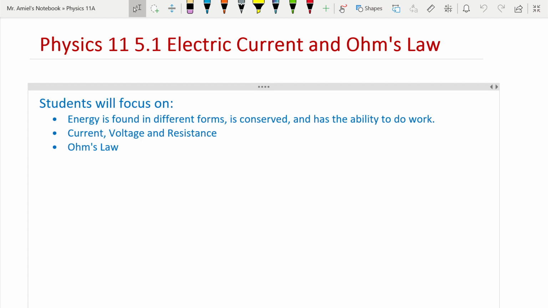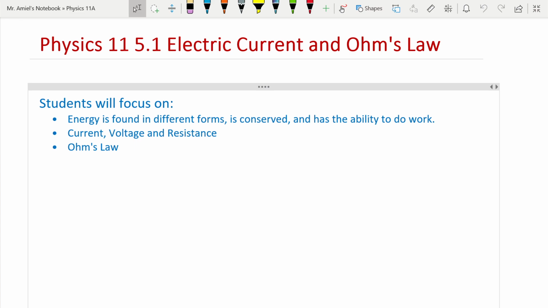Hello, physicists. Today we are going to be starting a brand new unit. This is Unit 5, which is on electric circuits, and in Lesson 5.1 we're going to be looking at electric current and Ohm's law. For this lesson, we are going to be focusing on the big idea for this unit, which is energy is found in different forms, is conserved, and has the ability to do work.